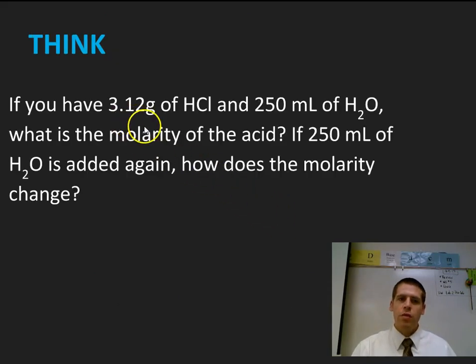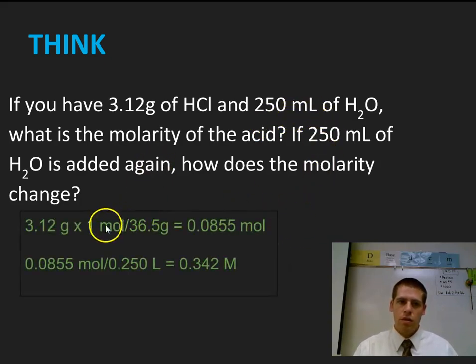All right, if we have 3.12 grams of hydrochloric acid, or HCl, in 250 milliliters of water, what's the molarity? Again, we need to convert to moles, and that's what I'm showing right here. 3.12 grams times 1 over your molar mass is 0.0855 moles. And then in a quarter of a liter, that's going to be a molarity of 0.342. It says if we add 250 milliliters of water, how does the molarity change? Is it going to go up or down?